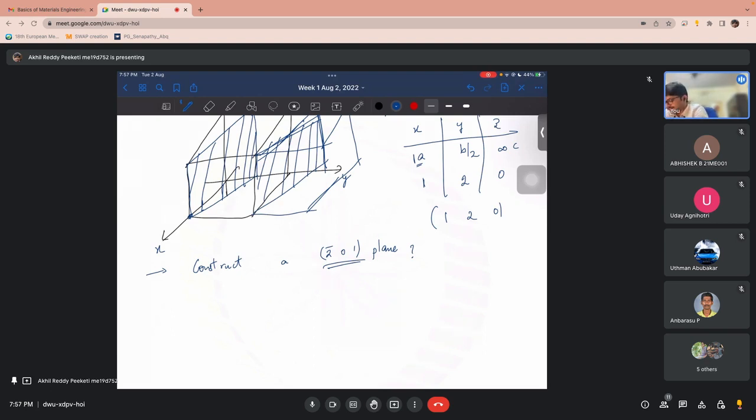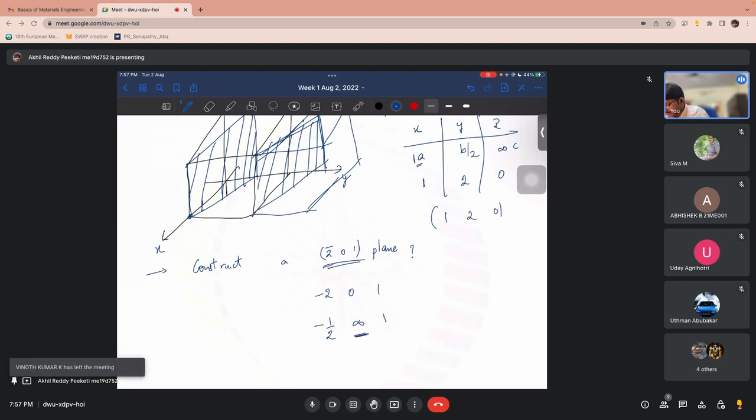So we should go back in reverse. It's 2 bar, which means minus 2, 0 and 1. So the reciprocal of it is minus 1 by 2, the reciprocal of 0 is infinity, and the reciprocal is 1. So it means it is parallel to the y-axis, intersects the z-axis at 1, and intersects the x-axis at minus half.